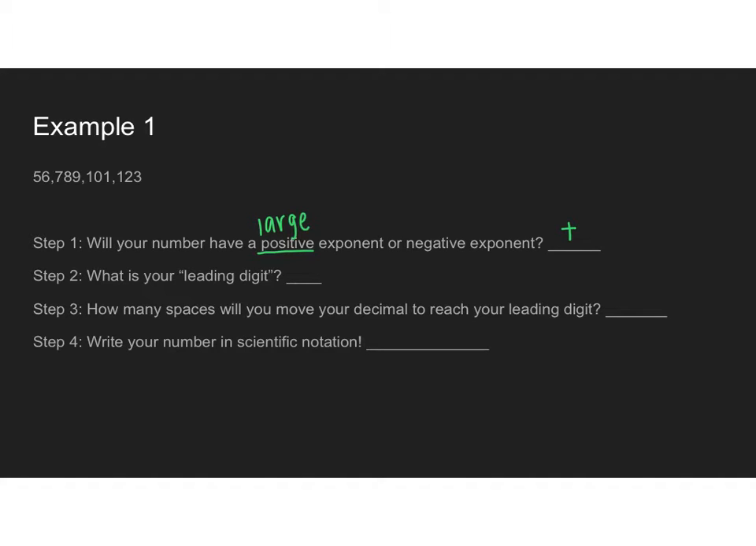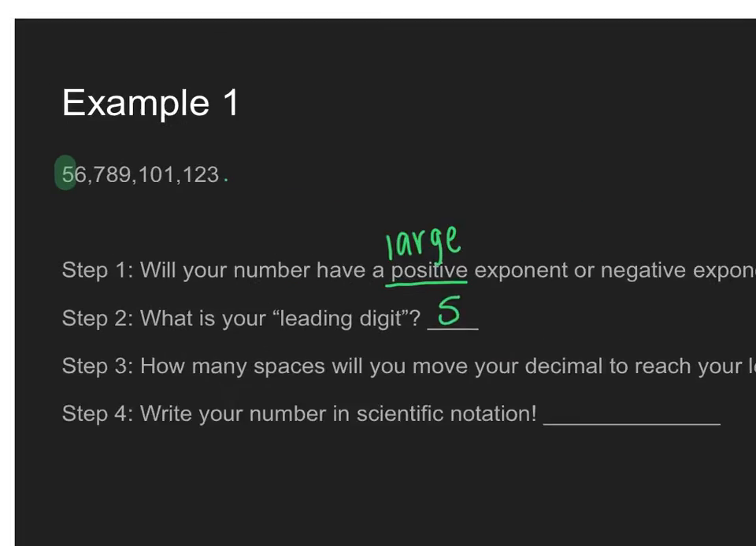The second thing you're going to do is identify something called the leading digit. This is the number where the decimal comes right after it. Our decimal is invisible, but right now it's at the very end. We want to move it all the way to our leading digit, which is the very first number. The first number in this number is 5, so that is our leading digit. That's where we want to start this number off. It asks, how many spaces will you move the decimal to reach your leading digit? To get to that 5, we want to count how many spaces we move this decimal.